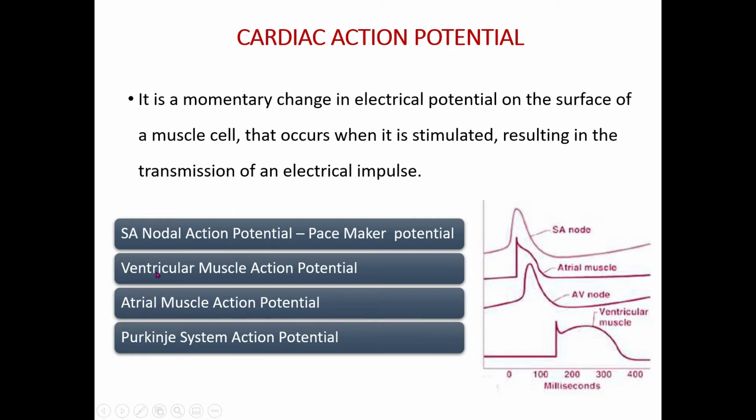And then we have the very special ventricular muscle action potential, which is quite different compared to the SA nodal action potential, atrial muscle, AV node, as well as skeletal muscle and smooth muscles. The ventricular action potential is quite different in the cardiac muscle, and we will study it in detail, because the main focus of the authors in the book is the ventricular action potential. But remember the different types of cardiac action potential: SA nodal, ventricular muscle, atrial muscle and the Purkinje system.